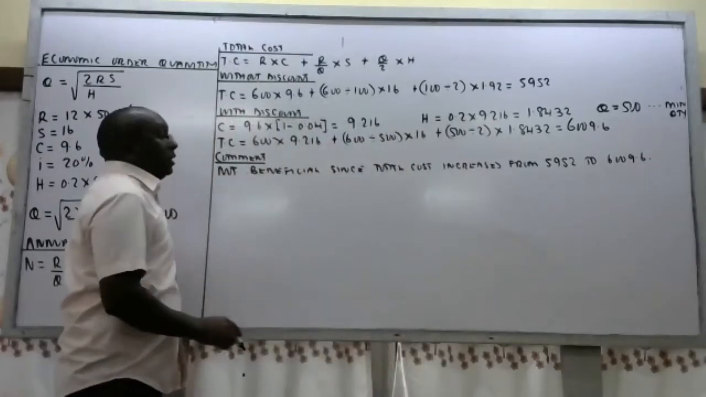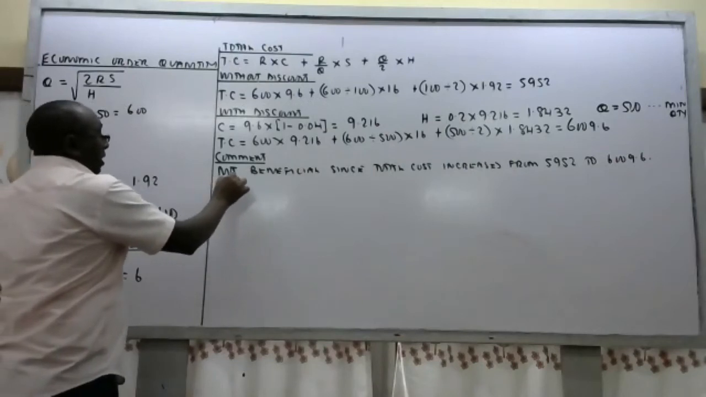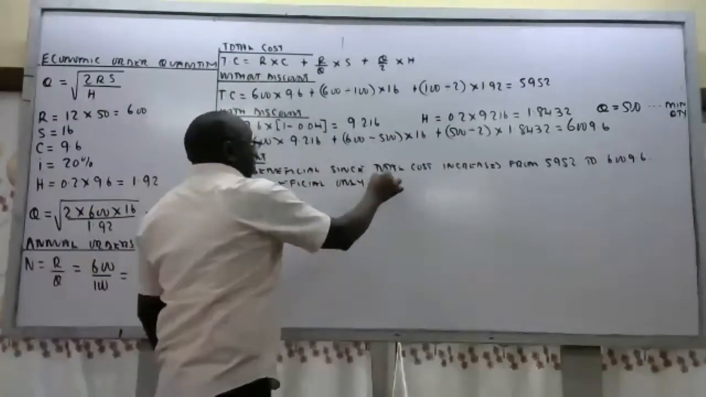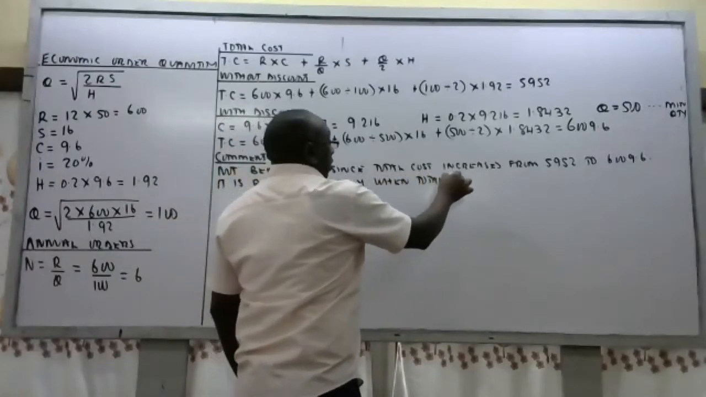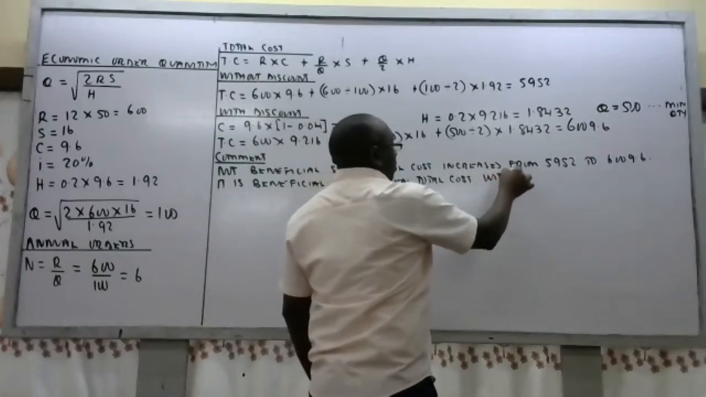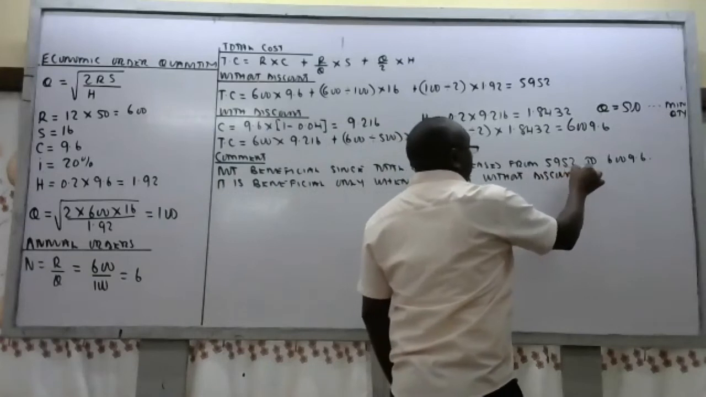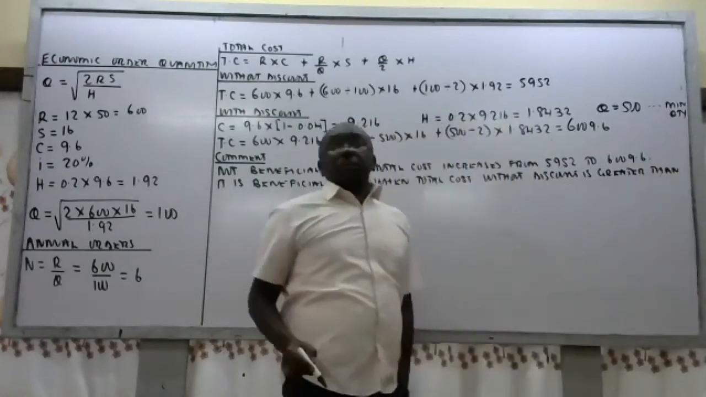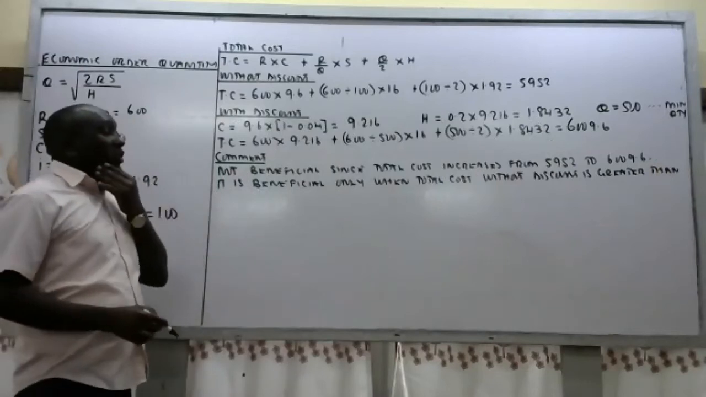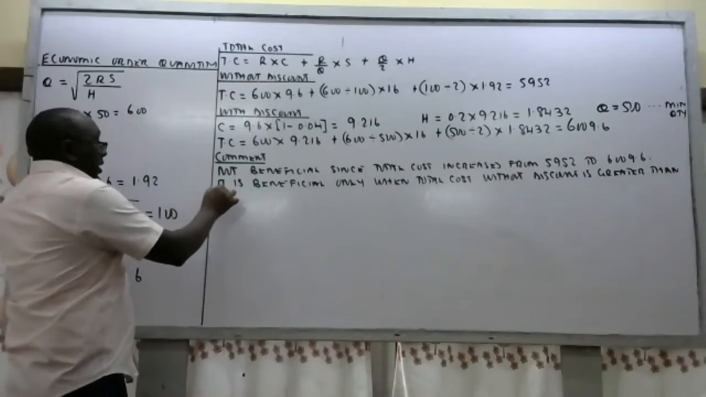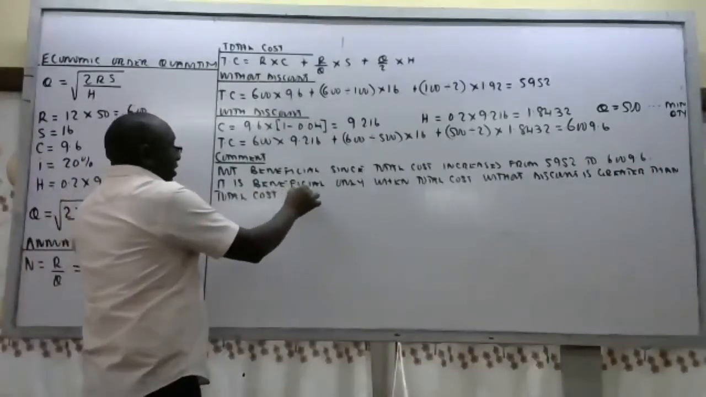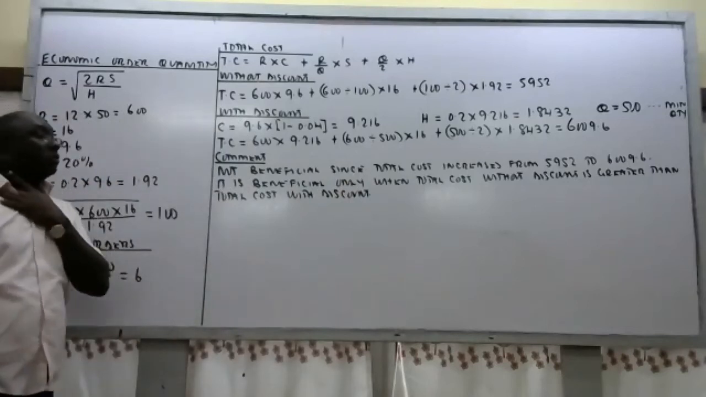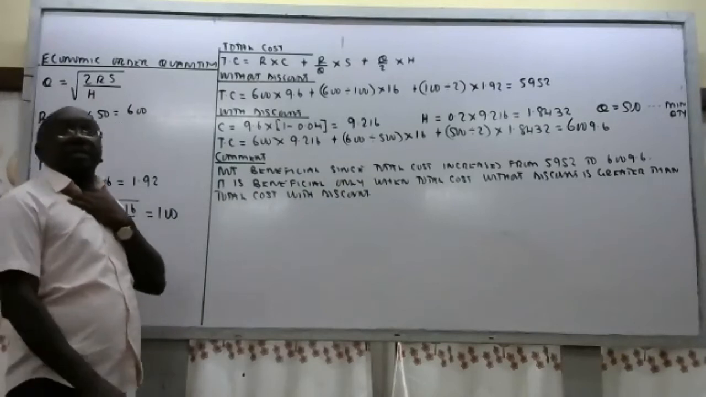Now, when do we say it is beneficial? It is beneficial only when total cost without discount is greater than total cost with discount. That is when you say it is beneficial, if the total cost without discount is higher.